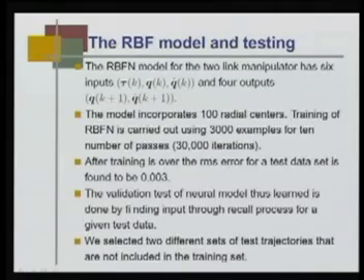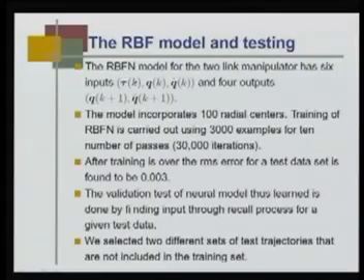And then the radial basis function network has 6 inputs, that is 2 terms for joint input, 2 terms for angular position, 2 terms for angular velocity at sampling instant k. When you give these to the network, it will predict what should be the actual value of the angular position and angular velocity at k plus 1. The model incorporates 100 radial centers. Training of the RBFN is carried out using 3000 examples for 10 passes, that means 30,000 iterations. After training is over, the RMS error for a test data set is found to be 0.003.